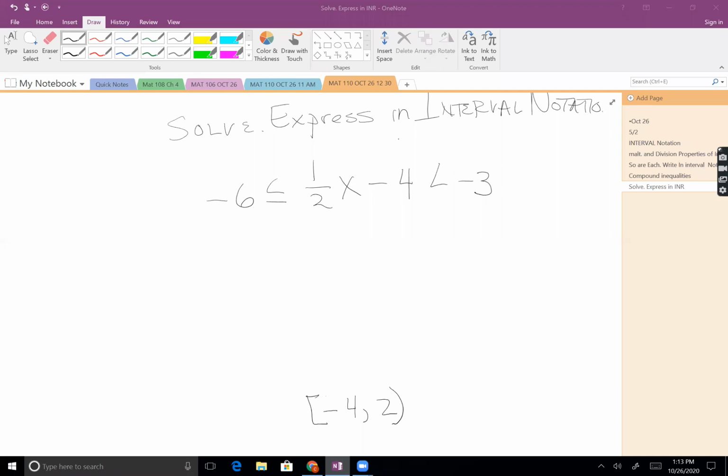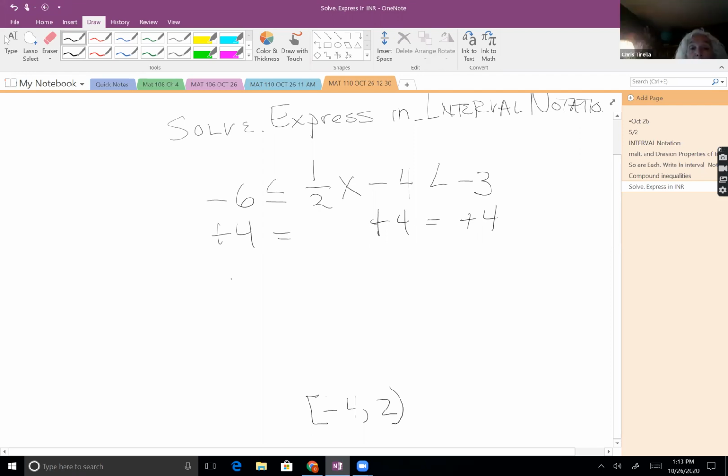What did you do first? Anybody add 4? And again, we have to do all 3 parts, giving me -2 is less than or equal to 1/2 x is less than 1. Now I'm curious, what did you folks do with the coefficient of a half on x?